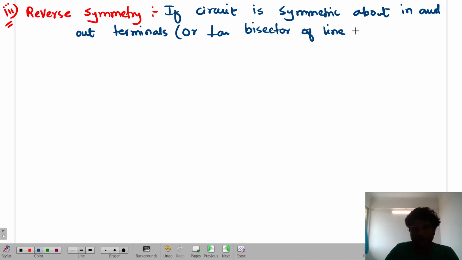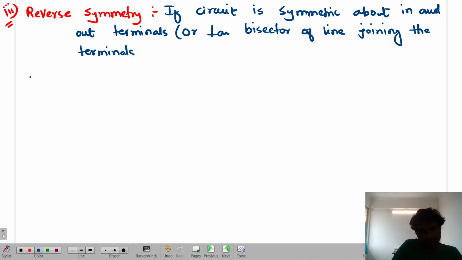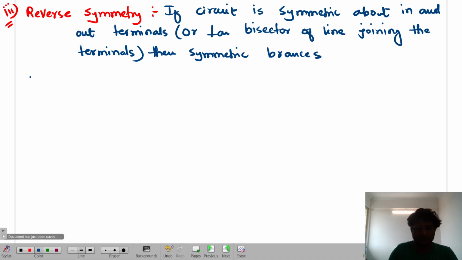So if the circuit is symmetric about the perpendicular bisector of the line joining the terminals, then symmetric branches have the same identical currents.